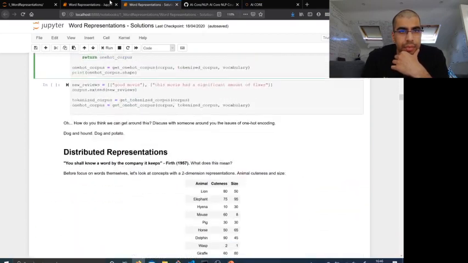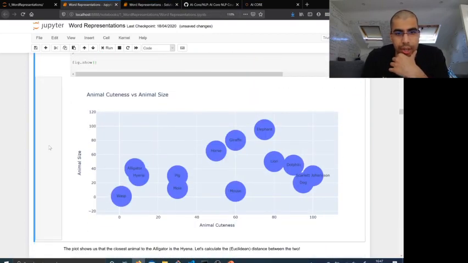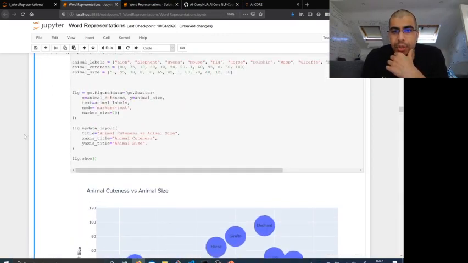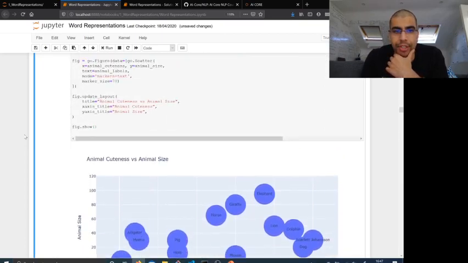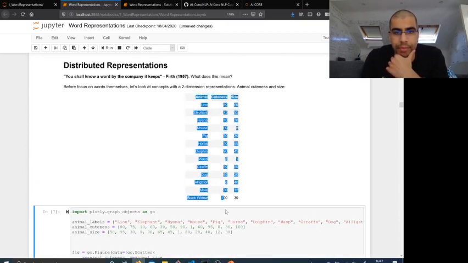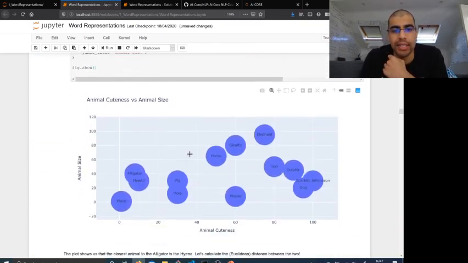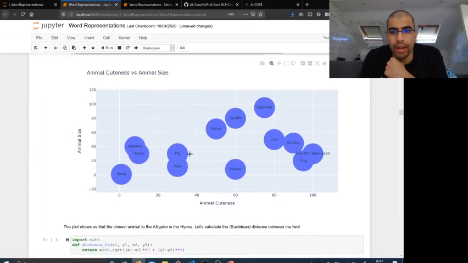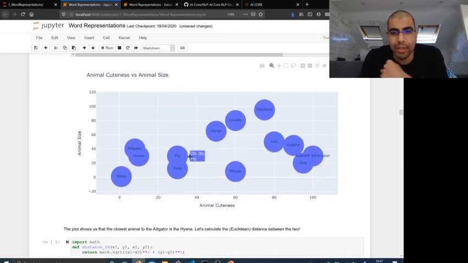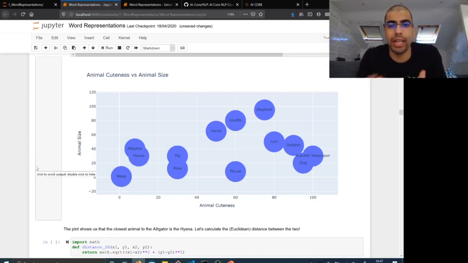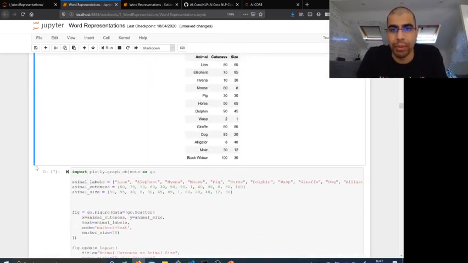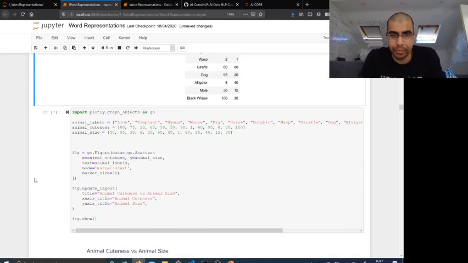Let's fill it in. So this is basically a visual representation of this table here. And as you can see, this visual representation allows us to have a notion of distance, and allows us to think of these things differently than we would be able to just by looking at this table.